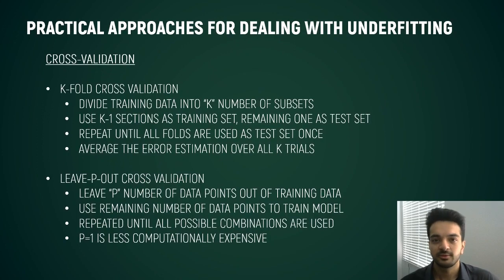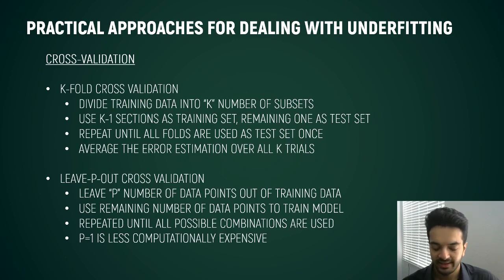Another way of trying to mitigate or prevent underfitting and overfitting together is cross-validation. The same thing was said in my overfitting video. You can use k-fold cross-validation, where you divide the training data into k number of subsets. So if you take k equals 5, then you'd use 4 sections as the training set and the remaining 1 as the test set. And you'd repeat this until every subset has been used as a test set once. So you'd repeat this 5 times, and then you'd average the error estimation over all these 5 trials.